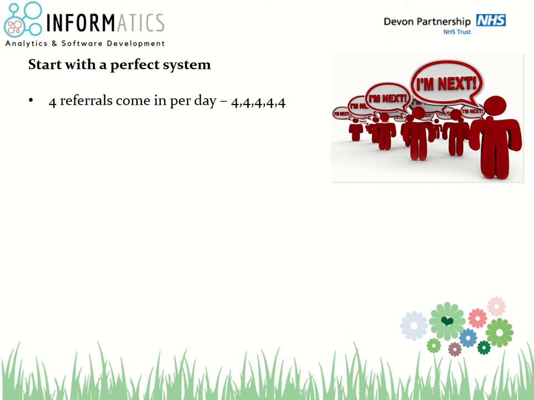So we're going to have a look at a perfect system. We're basically going to have 4 referrals come in regular as clockwork every day. And we're going to look at our referral rates over 5 days. So 4 referrals coming in every day, which gives us a mean average of 4.